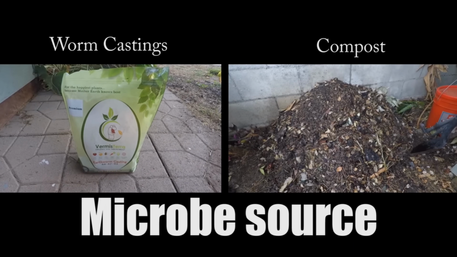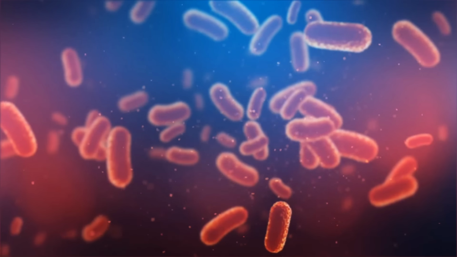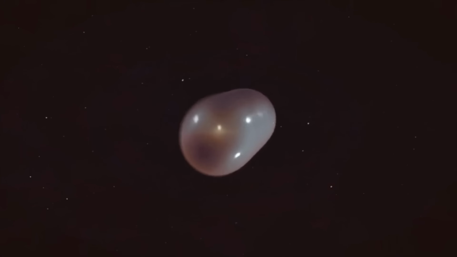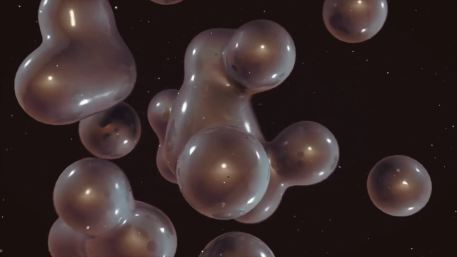Both compost and worm castings are an excellent source of microbes for your tea. And the goal is to increase the amount of microbial life already existing in these two materials. And that's pretty easy, because microbes will duplicate themselves pretty quickly as long as there's moisture and food.